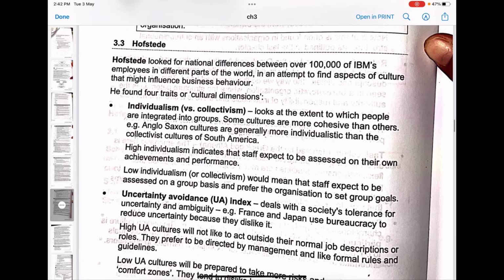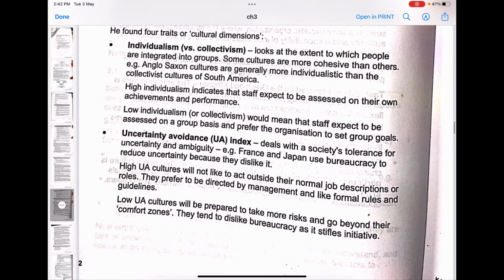Moving on, we have Hofstede. Hofstede looked for national differences between over 100,000 of IBM's employees in different parts of the world in an attempt to find aspects of culture that might influence business behavior. He found four traits or cultural dimensions. The first is individualism versus collectivism, which he saw in an IBM project he undertook.